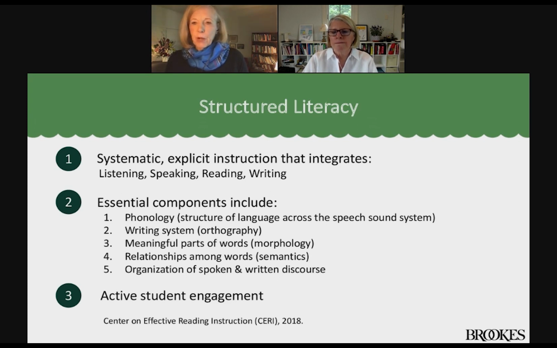The essential components include, and our book explains all of these, or you could ask questions later if you're not sure what these are, phonology, which is the structure of language across the speech sounds; the writing system or orthography, which also includes those patterns of word spellings; meaningful parts of words or morphology, which is important from a very young age; relationships among words or semantics; and then the organization of spoken and written discourse. Another thing that they mention is active student engagement. Next.